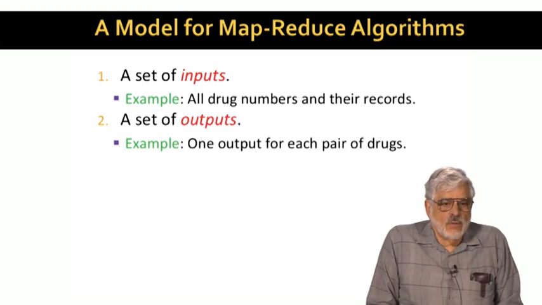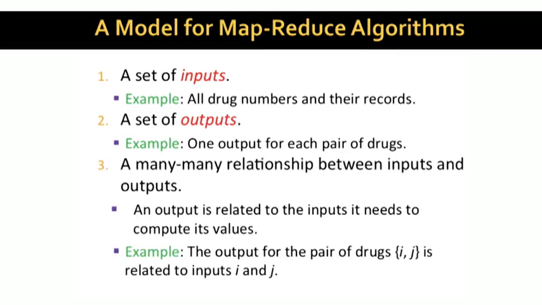And there is a set of outputs. The output for a pair of drugs is the conclusion whether there is a statistically significant interaction between those two drugs. And there is a many-to-many relationship between inputs and outputs. Each output requires certain inputs to compute its value. In the drug interaction example, each output pair, say ij, is related to two inputs, i and j.